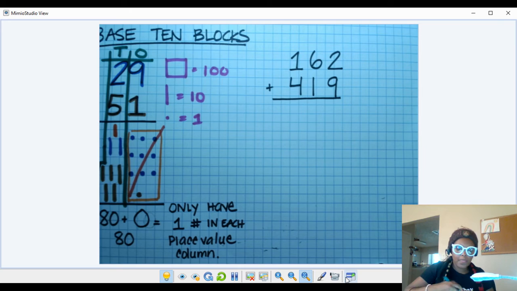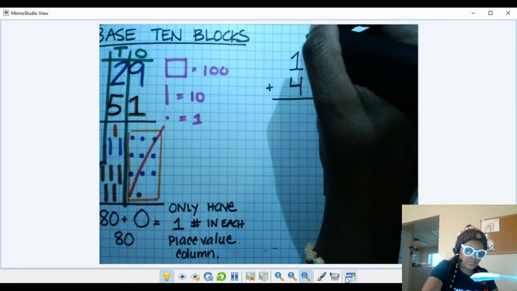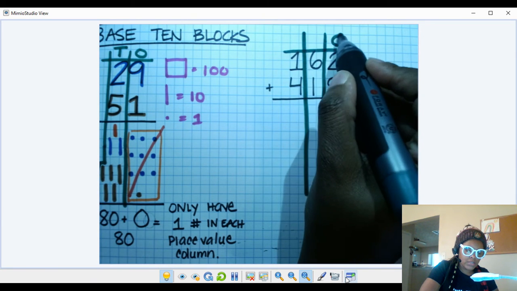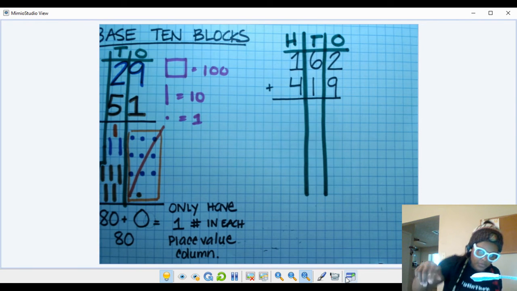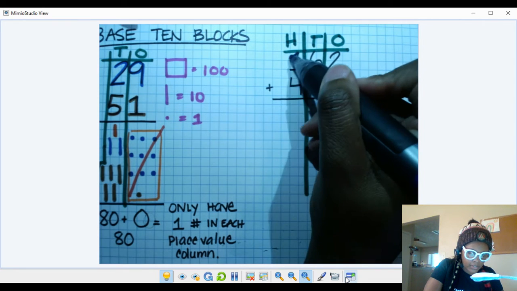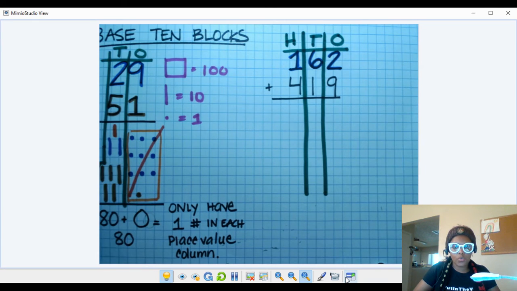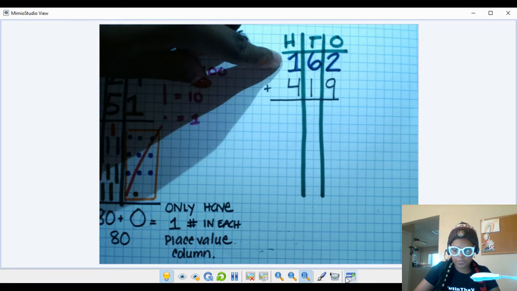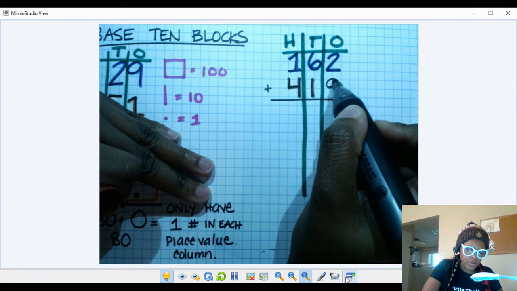First step, place value chart. I'm going to take it all the way down to here. Place value chart. Here's my ones column, my tens, and my 100. I'm going to put 162 in blue. The colors help me stay organized. So when I do my base 10 blocks, I know what number that belongs to. Blue base 10 blocks belong to 162. And brown base 10 blocks belong to 419.